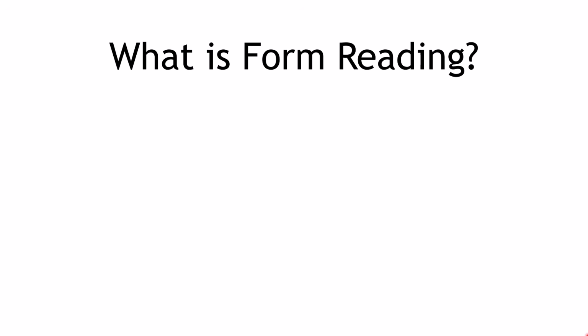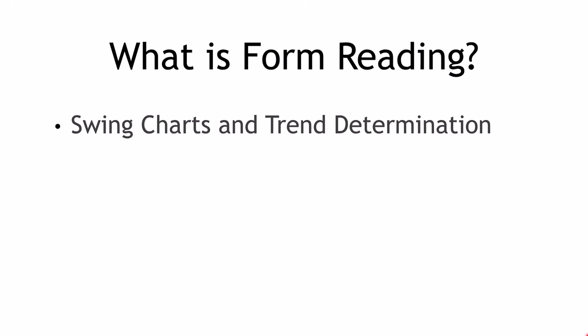Next question is, what actually is form reading? Well, form reading is a collection of techniques, and it includes things like swing charts and trend determination. So being able to draw a swing chart, being able to determine the trend of the market, being able to determine the sections of the market and which section you're currently in. Gann spoke about markets moving in 3 to 4 sections, or impulse waves if you're an Elliott wave trader. In Elliott wave trading, they'll talk about 5 waves.